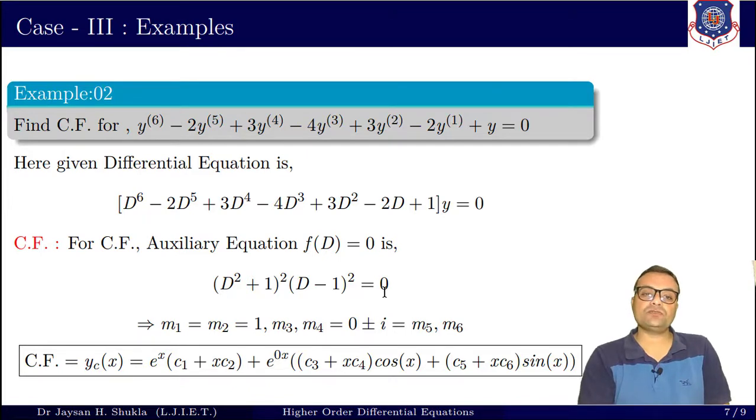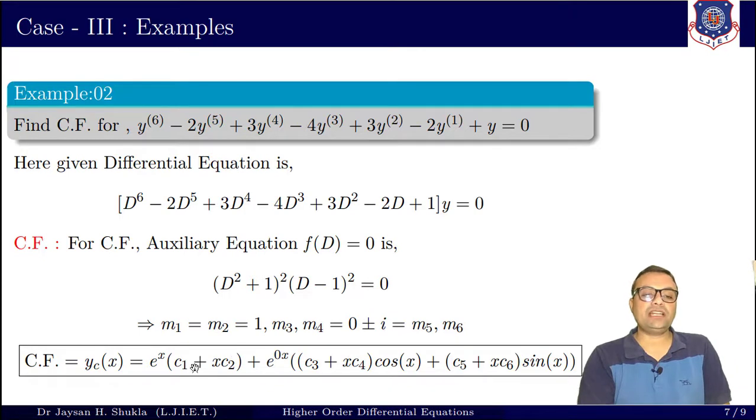It simply means that here we have 6 roots. Out of the 6 roots, 2 roots are real, equal to 1 from this factor, and they are repeated. So, m1 equals m2 equals 1. And there are 4 roots which are complex and they are repeated: m3, m4 is 0 plus or minus i, and m5, m6 is 0 plus or minus i.